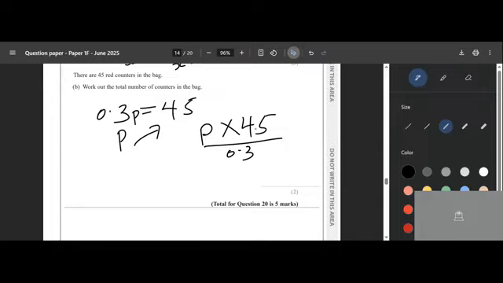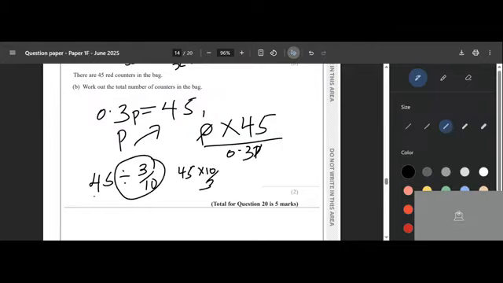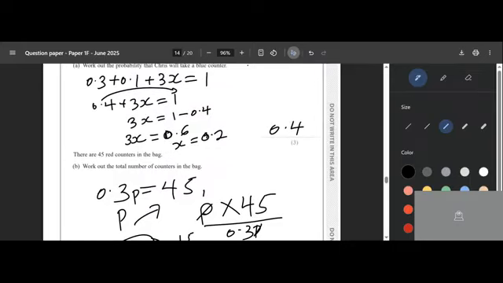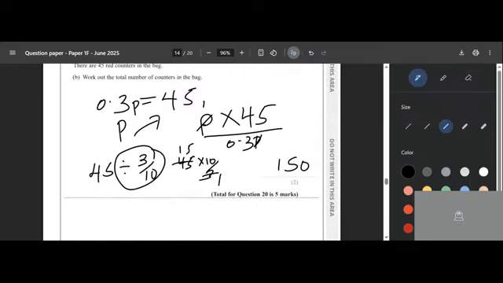It's the same as saying P over P, so P and P will cancel to leave this with 1. So this is 45 divided by 0.3, and 0.3 is the same as 3 over 10. So it will be 45 times 10 over 3. I think you know the rule of divisions. So 3 here 1, 3 here 1, 5. So it means that the total number of counters is 150 in the whole bag.